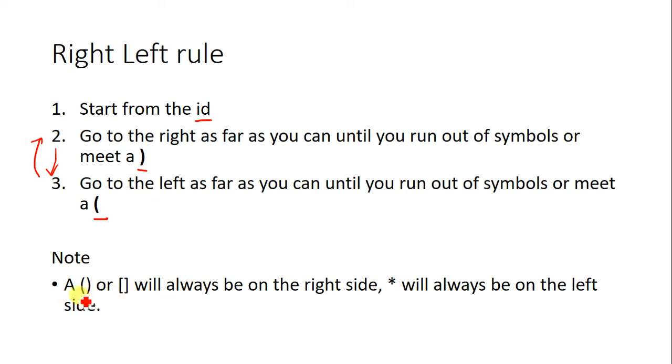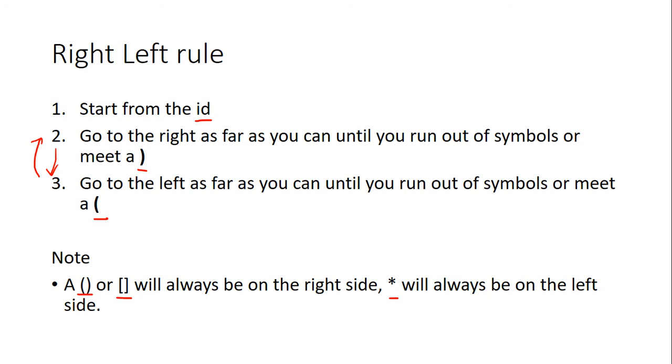A few notes. Number one, on the right side of the ID, you may see a parenthesis that indicates a function, or you may see a square bracket that indicates an array. So square bracket means array, parenthesis means function, and star, which is the pointer type, will always appear on the left side of the ID.